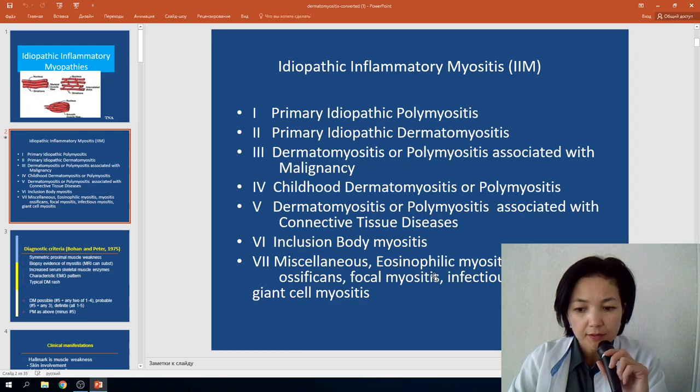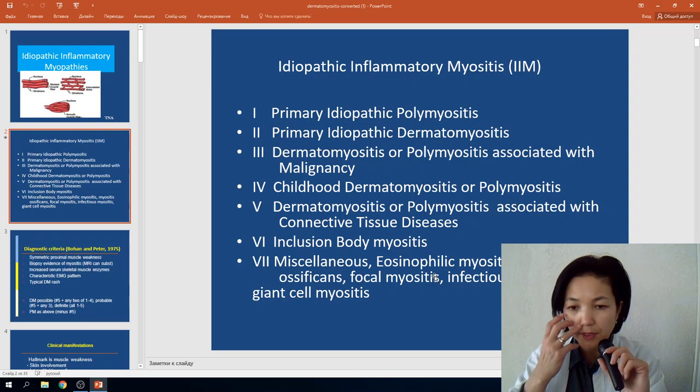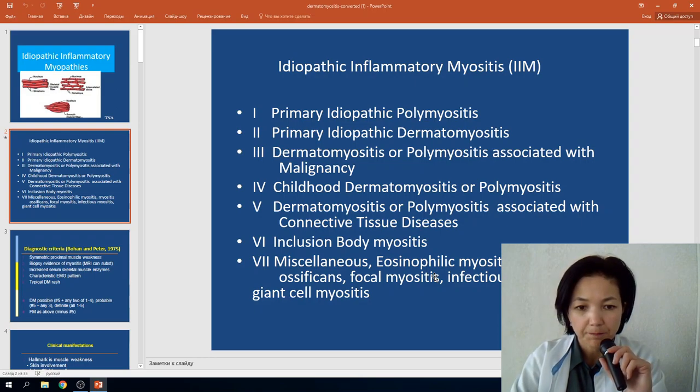Here is the classification of idiopathic inflammatory myositis. It is classified into seven groups. First group is primary idiopathic polymyositis. Second is primary idiopathic dermatomyositis. You see, they differentiate from each other as poly and dermatomyositis. First is damaging of muscles. Next is muscles plus derma.